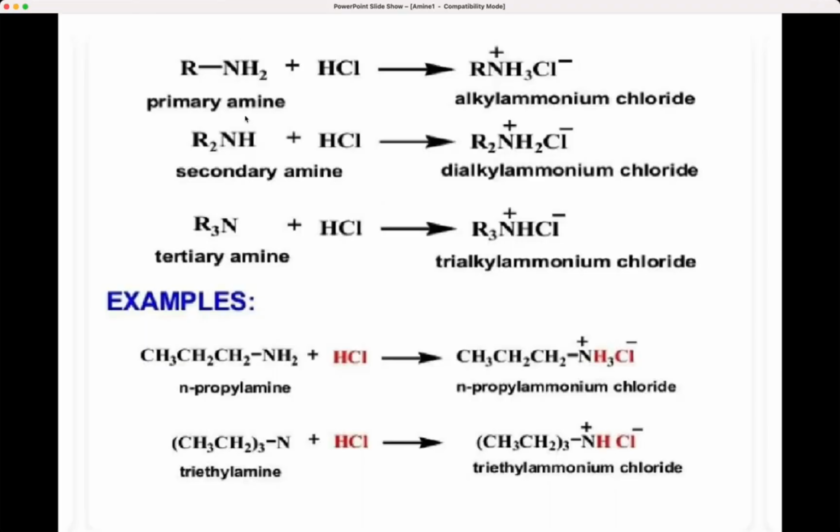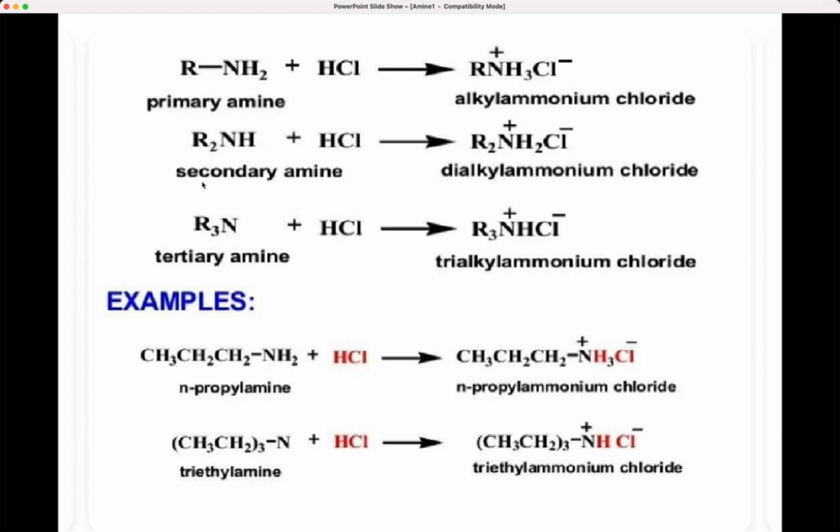Here we have a primary amine, that is RNH2. If you add HCl, this H gets added up here, so it becomes RNH3Cl. This part is positive and this is negative, so it is alkyl ammonium chloride.